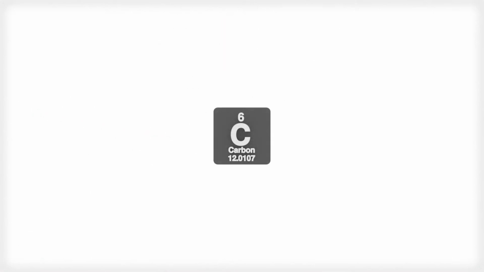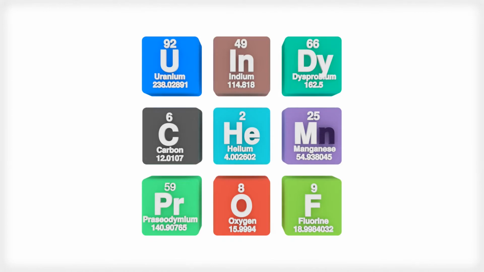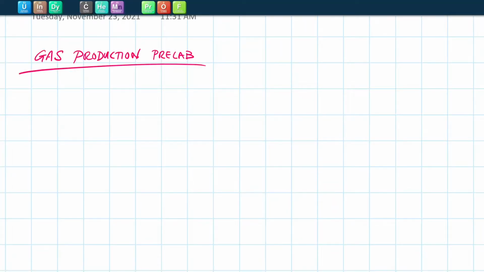Hello students, this is Professor Chalai, and in this video we're going to look at some of the things you need to know for your gas production lab. Let's get started. In this lab we'll react solid magnesium with hydrochloric acid, aqueous hydrochloric acid.